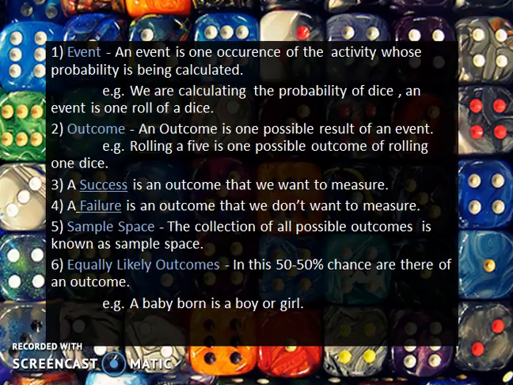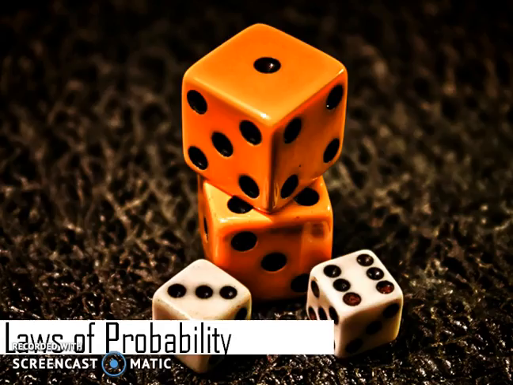Second, we have outcome, one possible result of an event. For example, rolling a 5 is one possible outcome of rolling one dice. There are a few more terms such as success, failure, sample space, and equally likely outcomes. For example, a baby born is a boy or girl. Probability has its own laws. Let us figure it out.